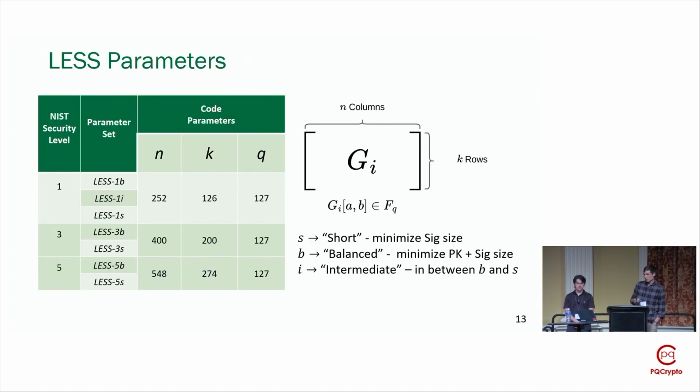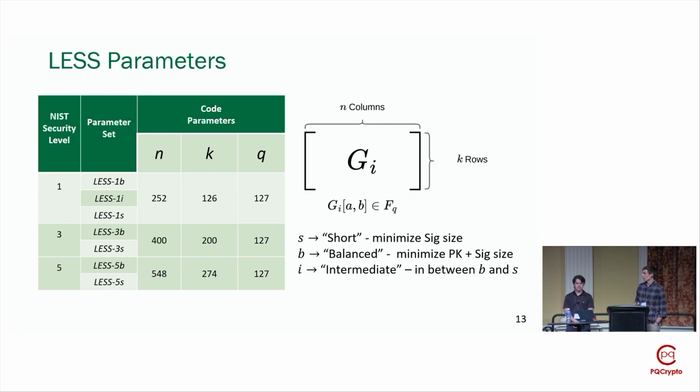Touching on the parameters used in LESS, first are the code parameters, which define the size of the matrices and the sizes of the elements in them. For security level 1, you have 252 by 126 matrices, and getting up to security level 5, you have 550 by 274 matrices with 127 serving as the modulus. So these are very large matrices with a moderate-sized prime for the modulus.